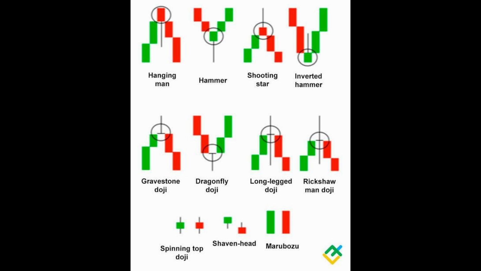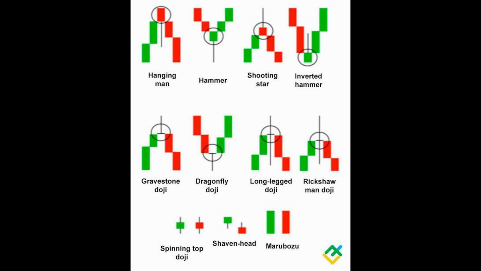These are hanging man, hammer, shooting star, inverse hammer, gravestone doji, dragonfly doji, long leg doji, rickshaw man doji, spinning top doji, screw head, marubozu. So those are the types of candlestick patterns we have.